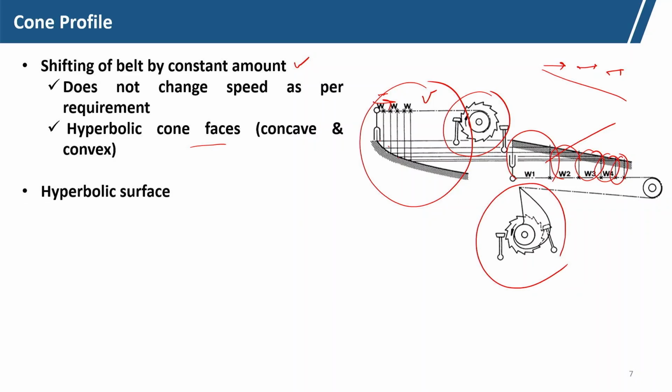So, the hyperbolic surface is actually ideal, but there are some technical issues. The first problem is that it is difficult to design.